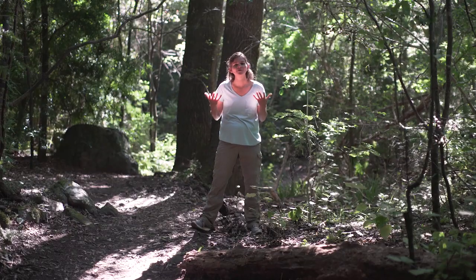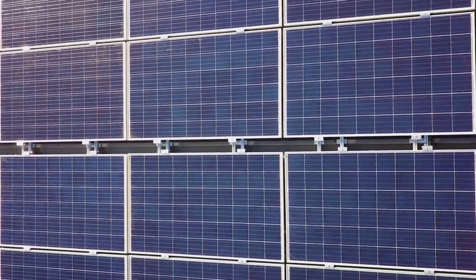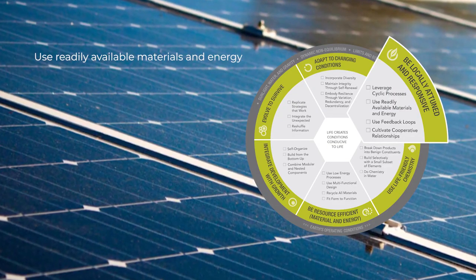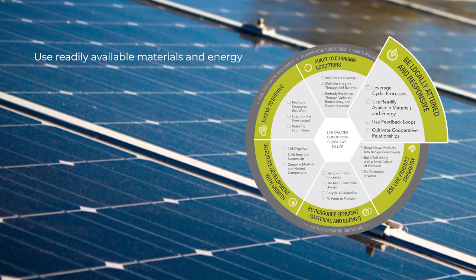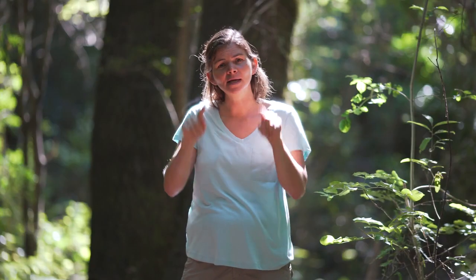So think about a solar panel. It's really good at integrating some ecological principles. It's making use of readily available, renewable, abundant solar energy, and it's very efficient. But it's only designed for energy, and it's not designed with the whole system in mind.